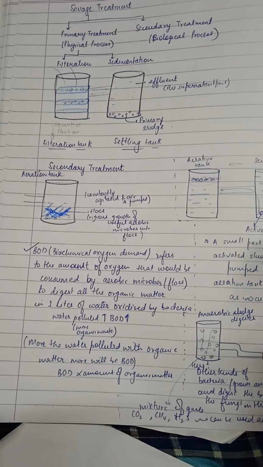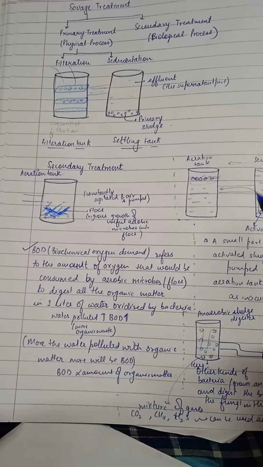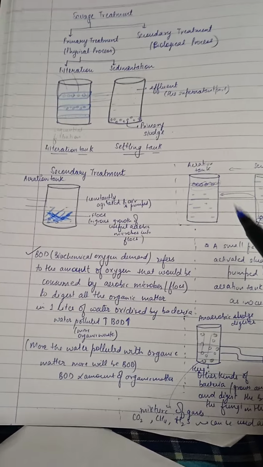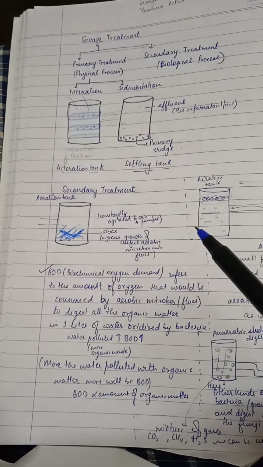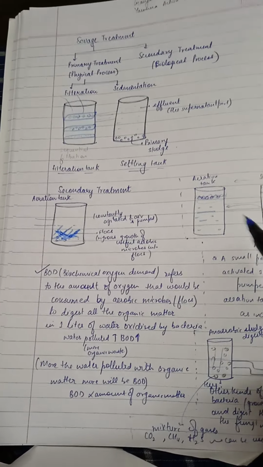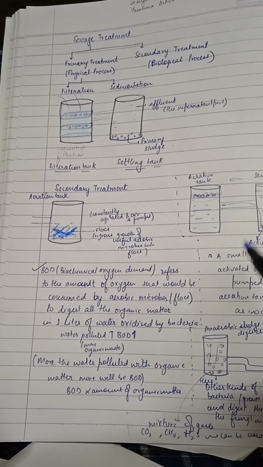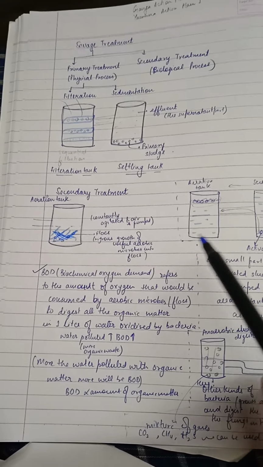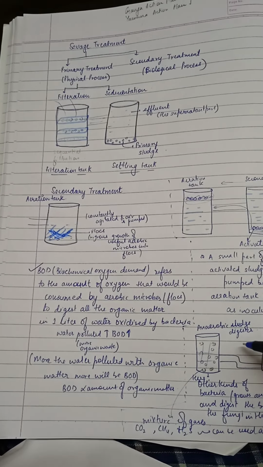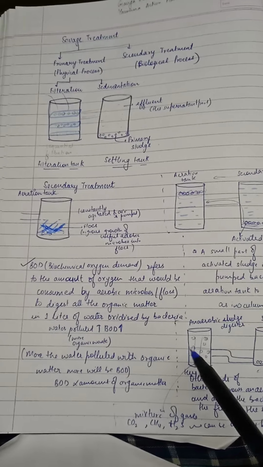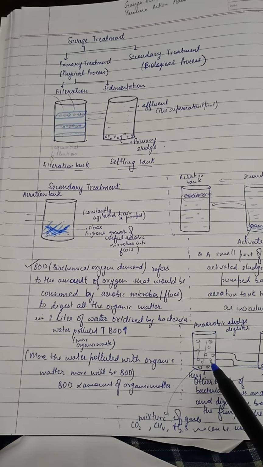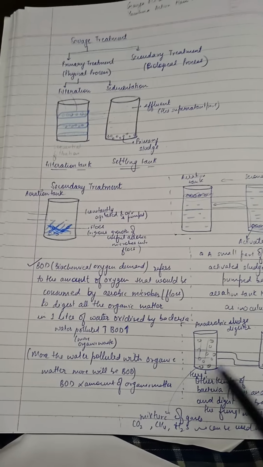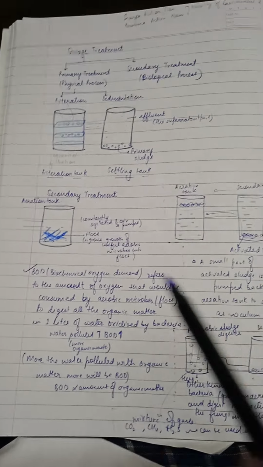And this activated sludge is then pumped back into the aeration tank to serve as an inoculum or starter for floc growth. The rest of the activated sludge is passed into a small anaerobic sludge digester. So there is this anaerobic sludge digester, and here it digests the aerobic flocs.